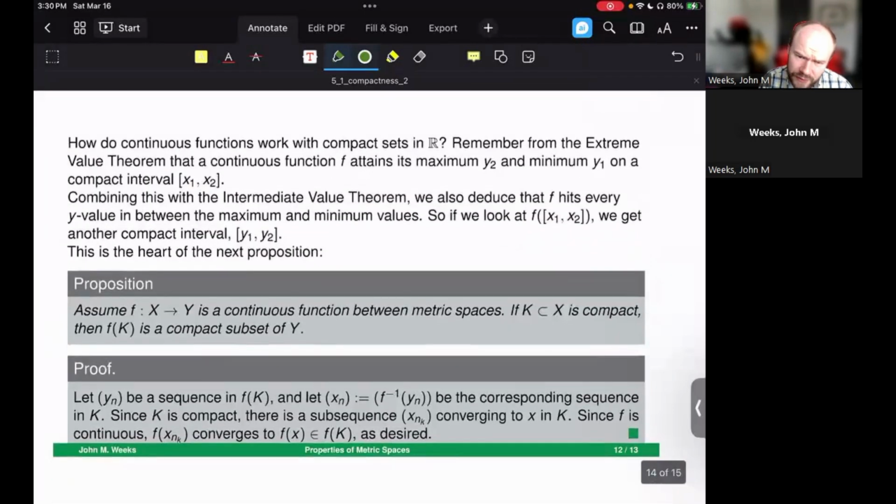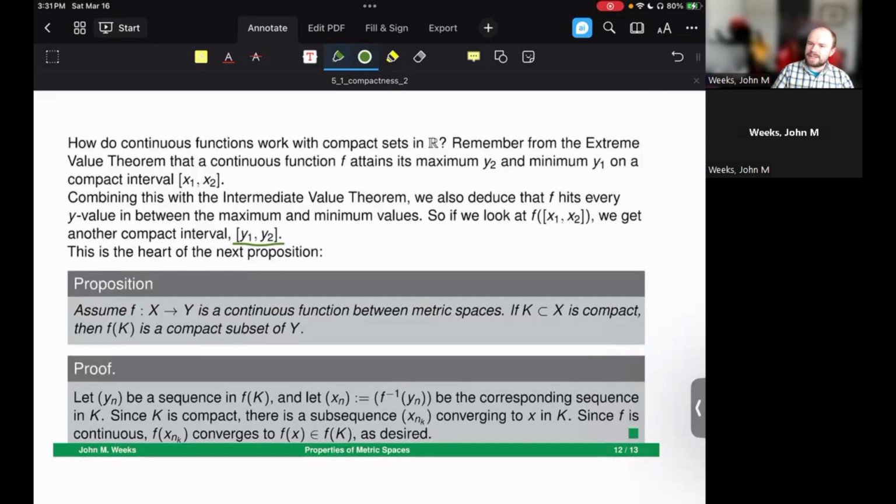Now, how do continuous functions work here with compact sets? Remember from the extreme value theorem that a continuous function f attains its maximum and minimum inside of a compact interval whenever we look at the real numbers. If we combine this with the intermediate value theorem, we deduce that f hits not only that maximum and minimum, but every y value in between. So if we look at f of [x1, x2], we get another compact interval, [y1, y2].